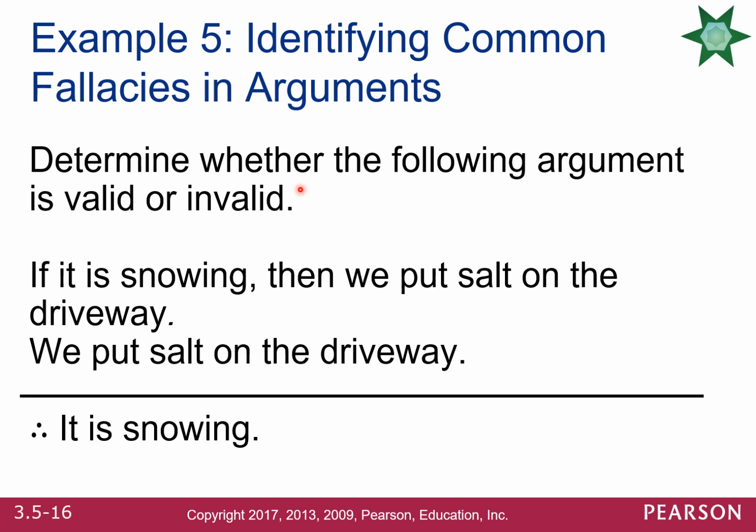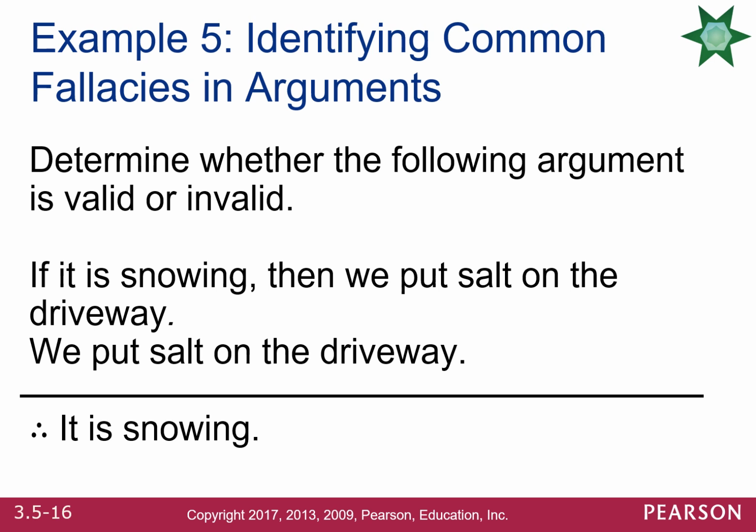All right. So there were two laws of fallacies. One was the fallacy of converse. The other one was the fallacy of inverse. So the question says here, determine whether the following argument is valid or invalid. If it is snowing, then we put salt on the driveway. That's the first premise. The second premise is we put salt on the driveway, and the conclusion is therefore it is snowing.